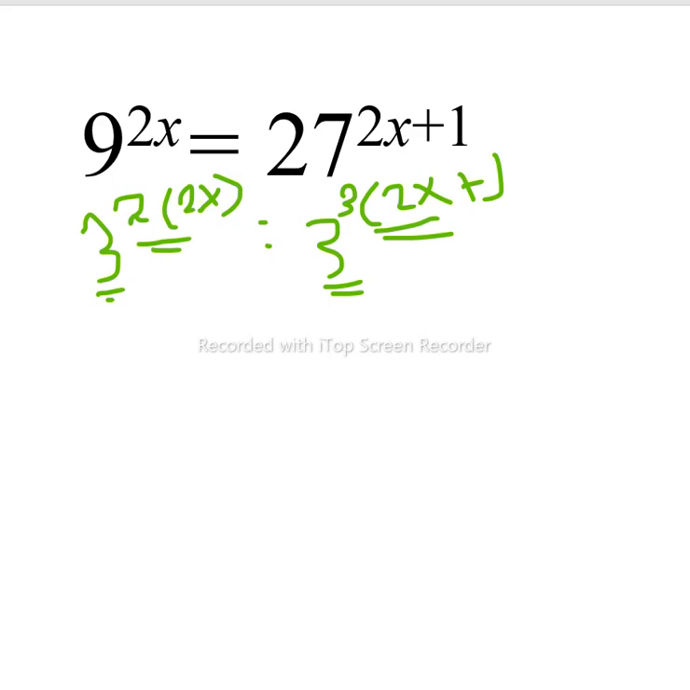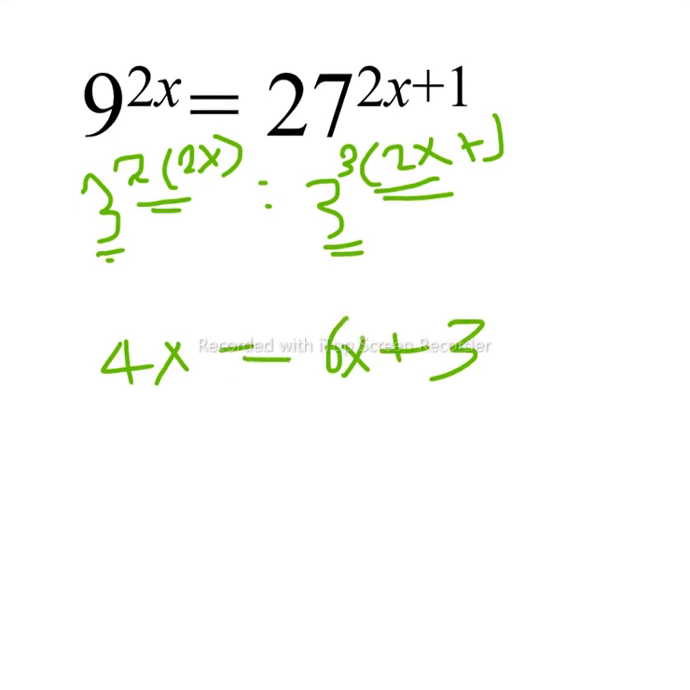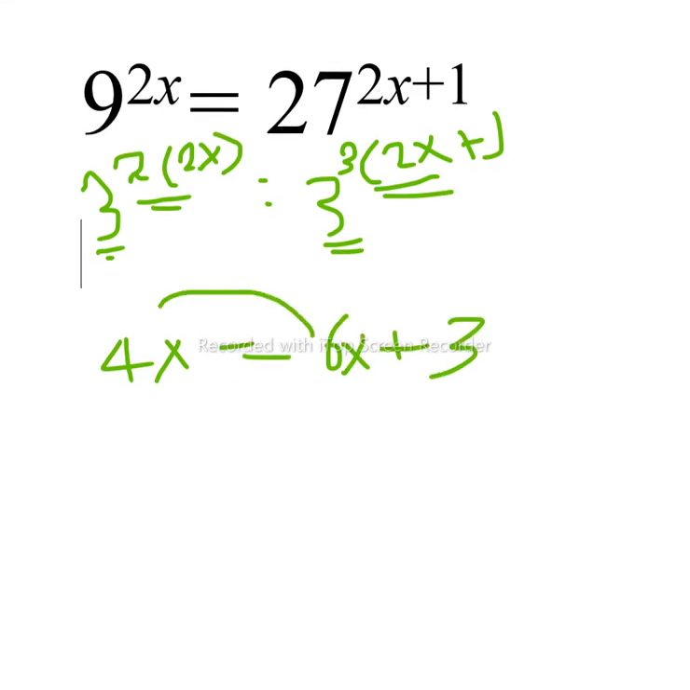So when we take the exponents, the left side of the equal sign is 2 times 2x, which is 4x. 4x is equal to 3 times 2x, which is 6x, plus 3. Then we bring this term to the left side of the equal sign. When it comes here, it changes to the opposite sign, negative. So 4x minus 6x is equal to 3.